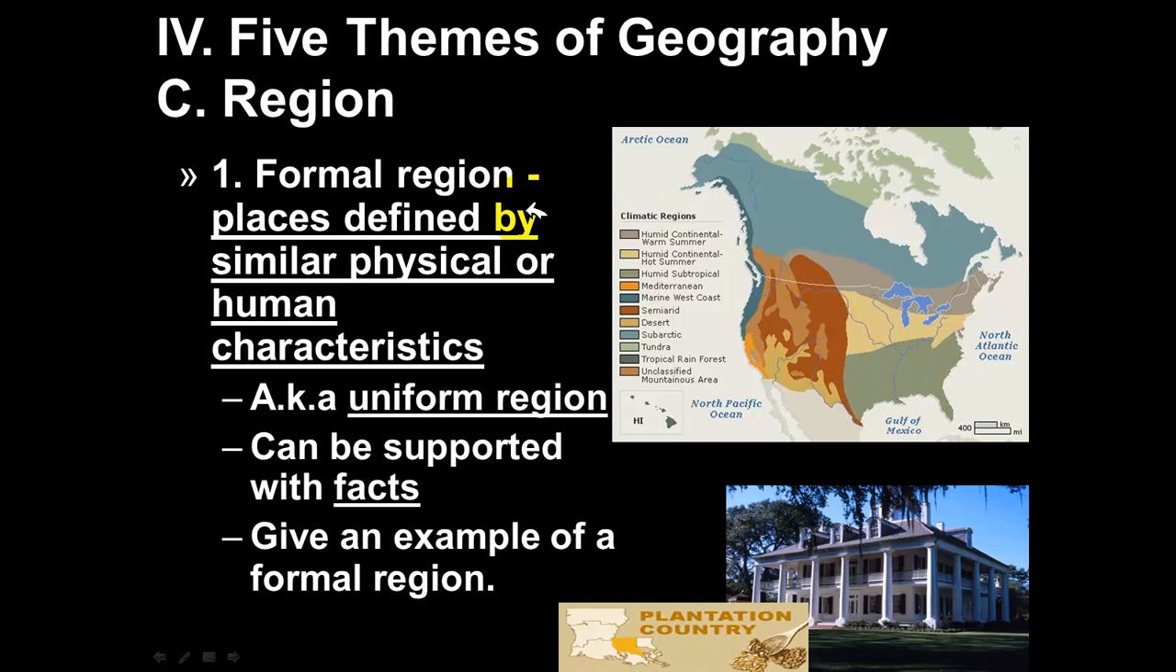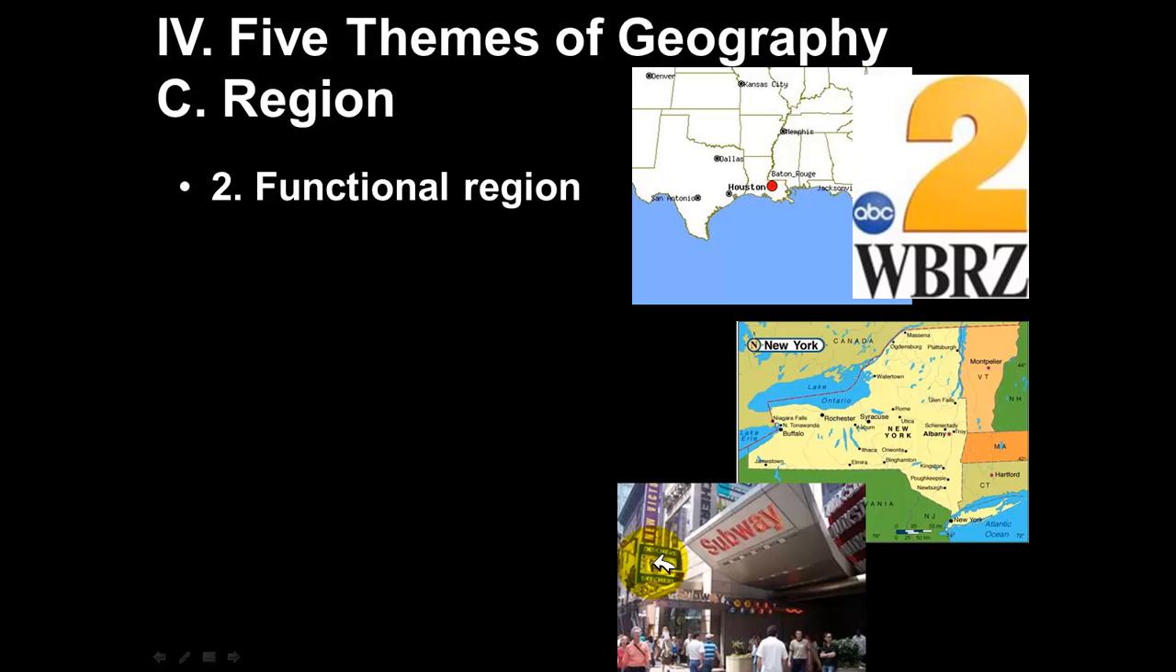We're defined by similar physical or human characteristics. That means that we're defined by similar rainfall. In this case, we're defined by similar rainfall. We're also defined by similar heat. So that is us. Another example of a formal region is plantation country or cotton country. There are parts of Louisiana where more of the agriculture or more of the economy is based around the cotton industry than others.